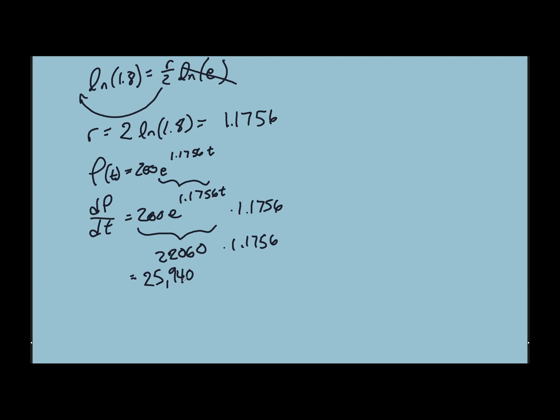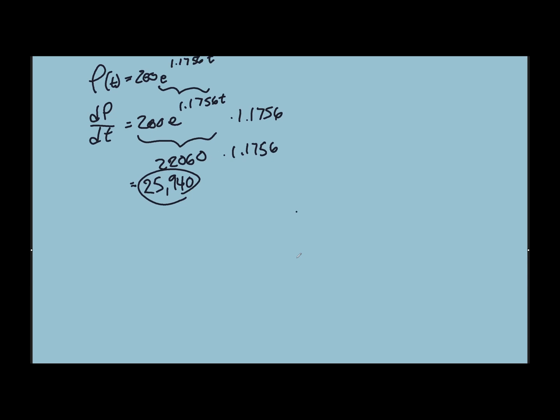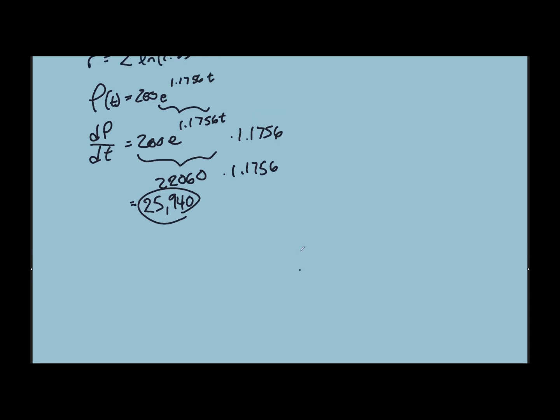25,940 per hour. Now it'll actually grow by more than that because in 20 minutes there will be more cells that are growing with it. But at this exact moment, this is its rate of growth, which means it's going to more than double in an hour. That sounds about right for bacteria for sure. What else do they want?